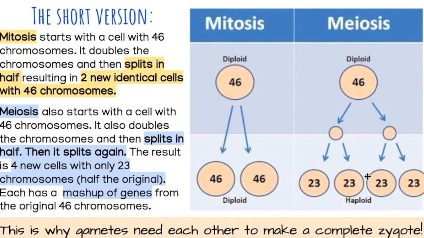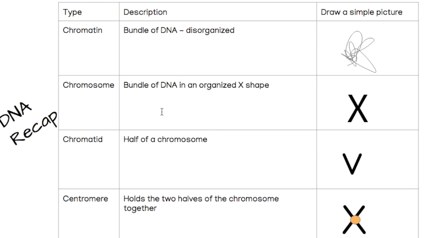And each of these 23s, as I said before, has a mashup of genes from the original 46 chromosomes. So they're not identical to each other, and they're not identical to this parent cell. And this is why gametes need each other to make a complete zygote. They're only half the information, so this could be a sperm or an egg. We'd have four of each for the most part, and that's why they need to combine. So the 23 of the sperm plus the 23 of the egg brings you back to the 46 complete unit of the zygote. We went over this in class, but here it is in case you need it again.